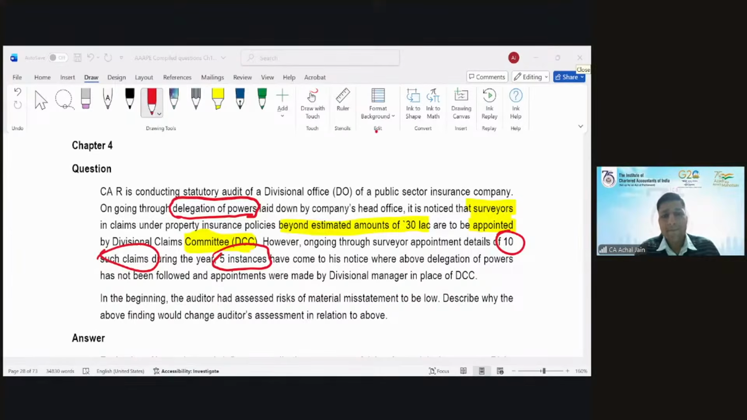The main thing is that the auditor needs to assess the risk of material misstatement, and here it is particularly the control risk. The delegation of powers is given to DCC, but in those 5 instances it was not appropriately approved by the DCC. It was given to the divisional manager in place of DCC. When the matter is given to a level below, the delegation deviation will be there. I think it can be given.